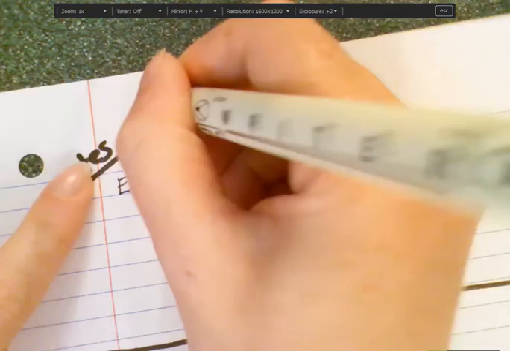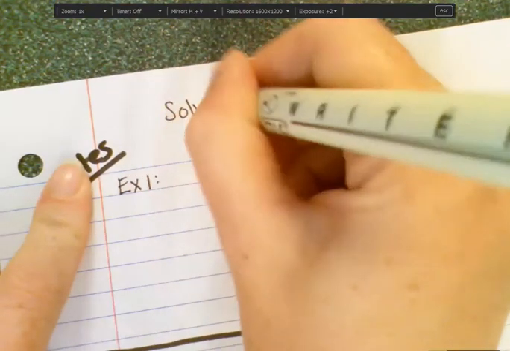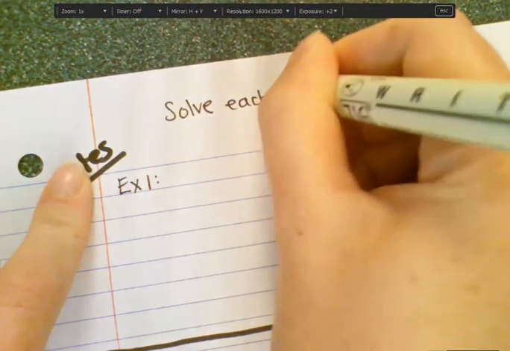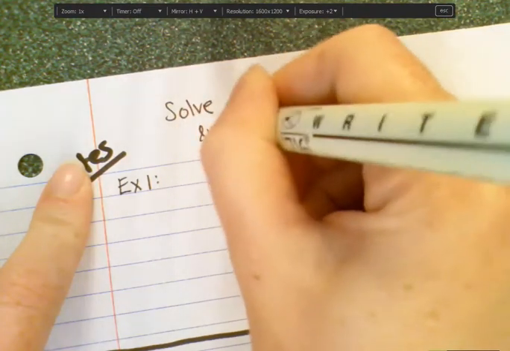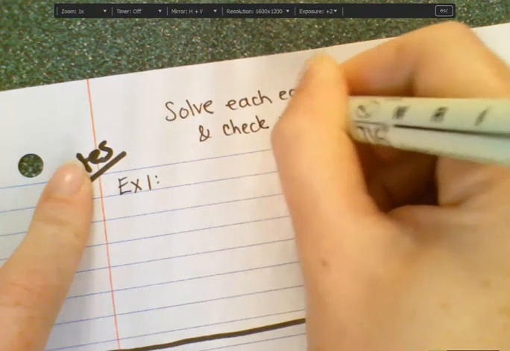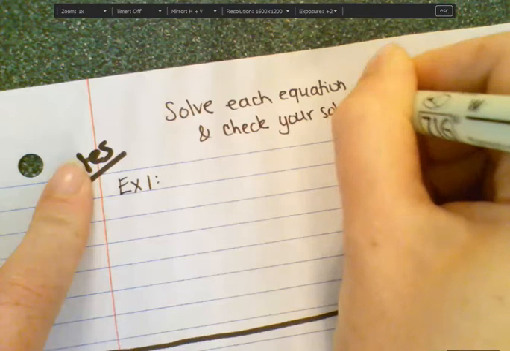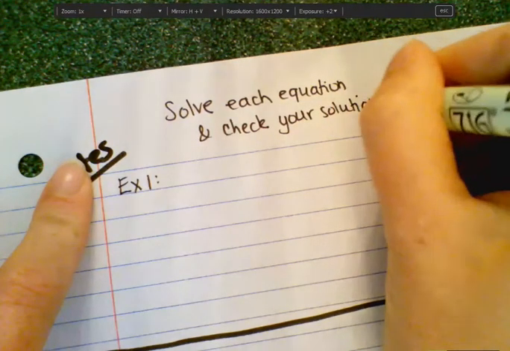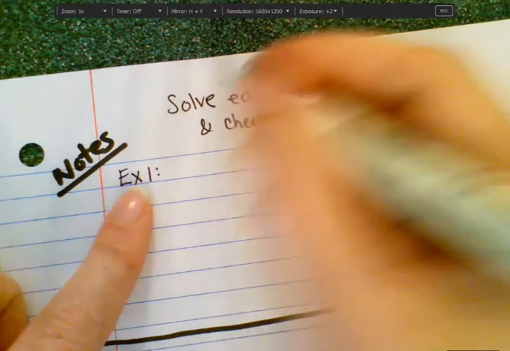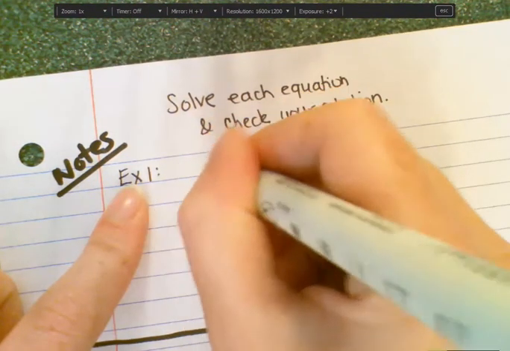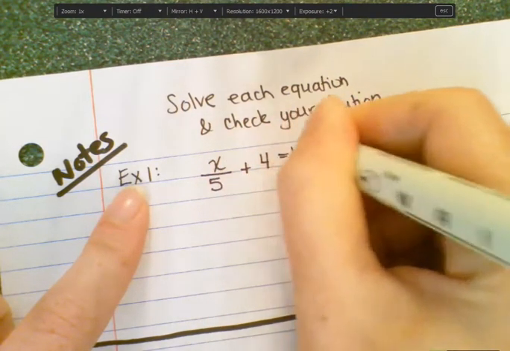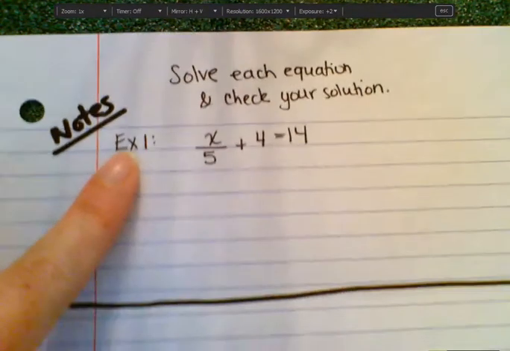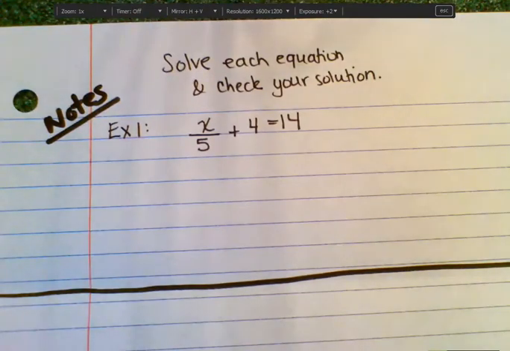And our instructions are going to be solve each equation and check your solution. Okay, so example 1 is going to be x over 5 plus 4 equals 14. Now when you look at this, you'll see that it's actually more than one step. We have addition and we have division going on.